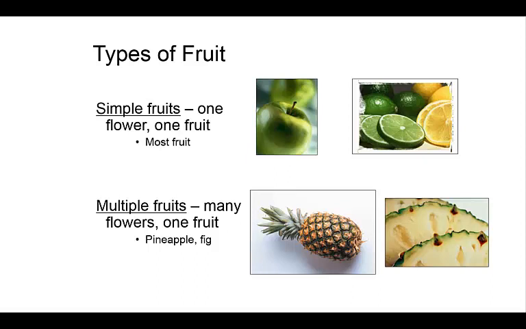And then there's plants with multiple fruits, where there's many flowers, but they combine in some way to form one fruit. And a great example of that is the pineapple. So here we have a picture of a pineapple, and you can see everywhere there's one of these star-shaped things on the fruit, that was where there was an individual flower. So you can see there's many individual flowers there that form those cool rows.